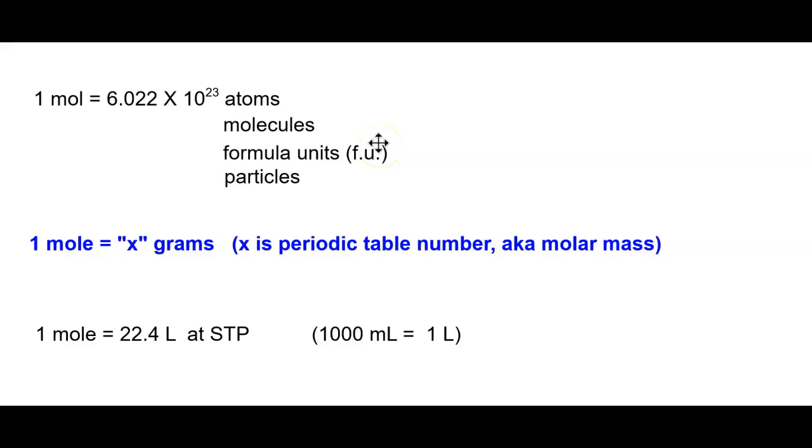Okay, for examples 1 through 8, we've done things where we converted between atoms, molecules, formulas, or particles to moles and vice versa. We've also converted between moles and grams or grams to moles, and we've gone from grams to atoms, molecules, formulas, or particles. Now we're going to look at this last conversion factor we have here. 1 mole equals 22.4 liters of any gas at STP. So any gas at STP is equal to 1 mole is equal to 22.4 liters.